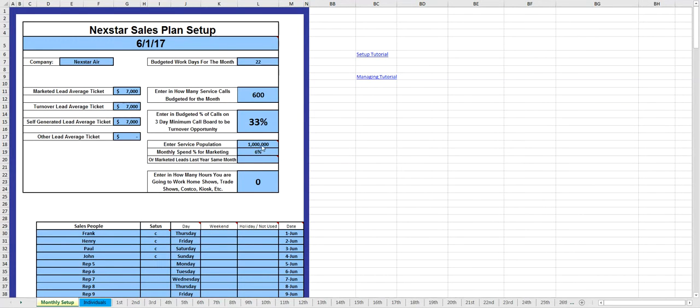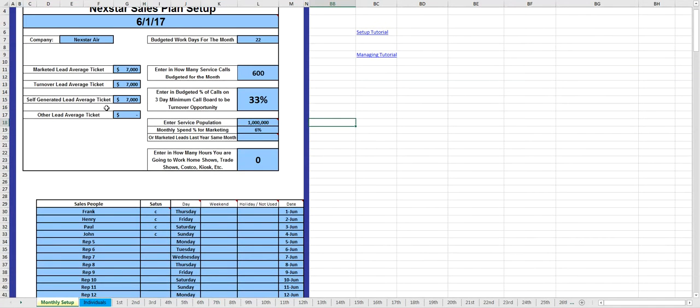We have set it up in our service population, our monthly spend. This tells us how many leads we're going to generate for replacement sales. We have entered in our average tickets. We didn't know our breakdown, so we just entered in 7 for marketed, 7 for turnover, 7 for self-generated. In reality, once you do this a few months, you'll know the breakdown of these. We also set up 4 comfort advisors, and they're all C's for comfort advisor. If they were selling techs, they'd have a T over it. You see here it says put a T if it's a selling tech. So we entered all this in.